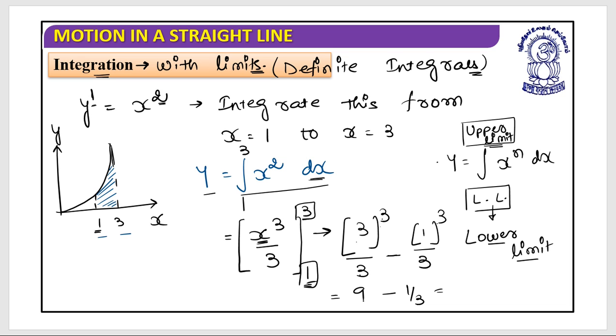So this is 9 3s are 27 minus 1. It's a 26 by 3. So can you do this? Are you sure?